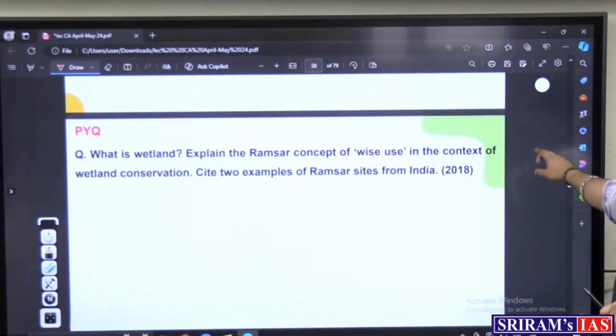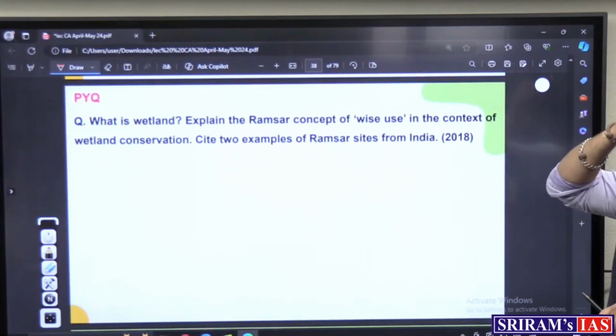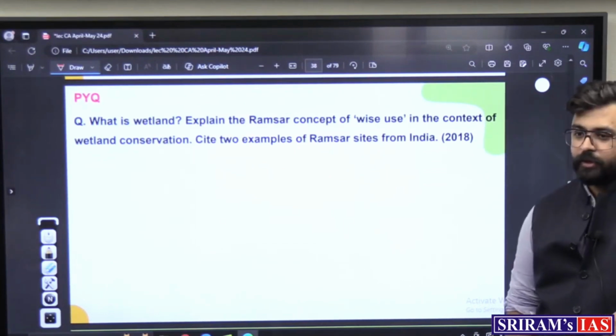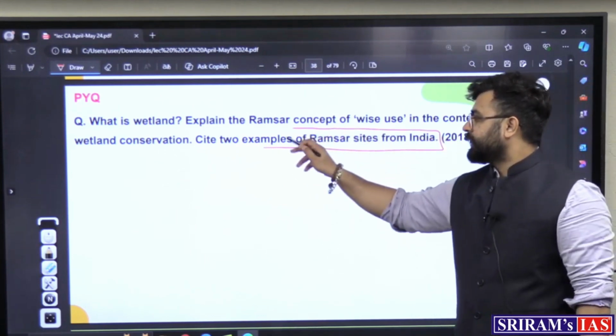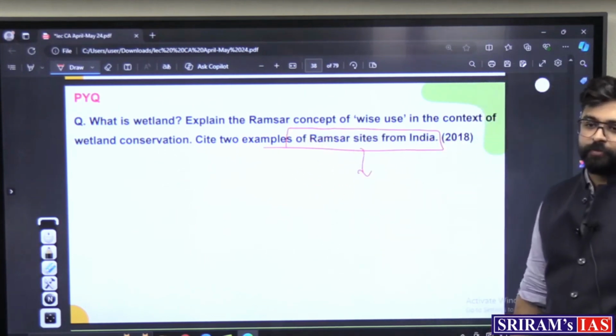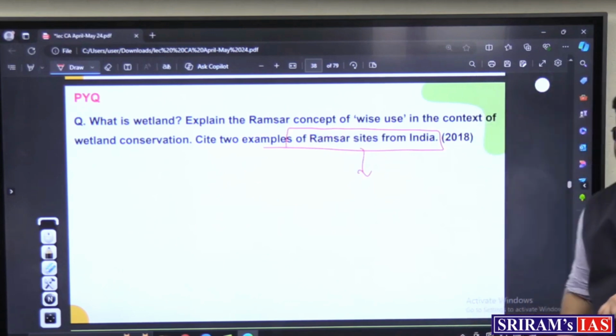Then there is a direct question on wetland which was asked already in 2018. When you give two examples of Ramsar sites, try to give some recent examples. The more recent you give, the better marks you will fetch.